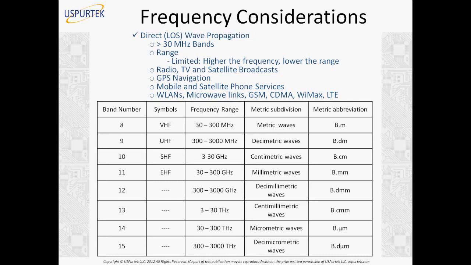It's very commonly used for radio, TV, and satellite broadcasts, GPS navigation, mobile and satellite phone services. So direct propagation has many uses: wireless LANs, microwave links, GSM, CDMA, WiMAX, LTE, 4G wireless broadband, and so on. Most of the commercial uses are in frequency bands greater than 30 megahertz, and it usually is direct wave propagation. But of course, additionally you will have reflections, refraction, and many other things going on.